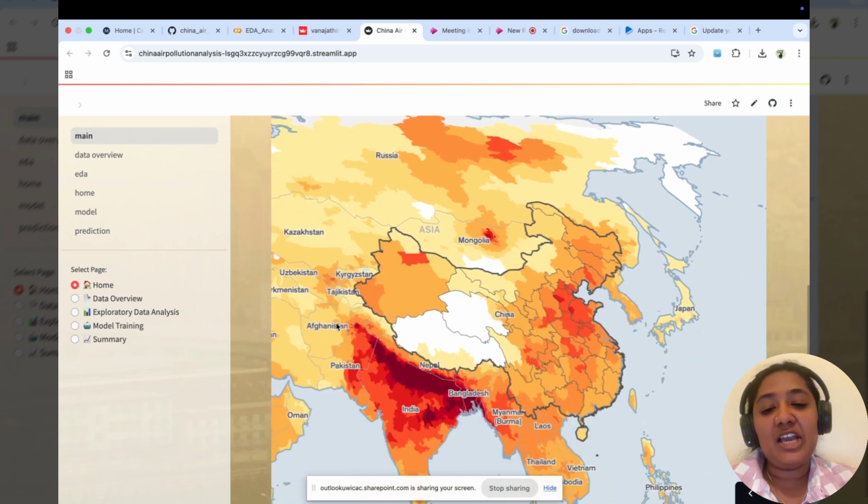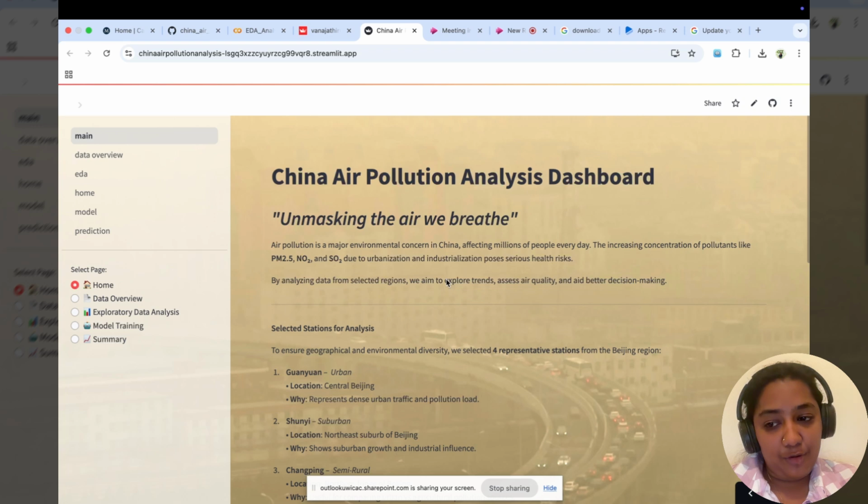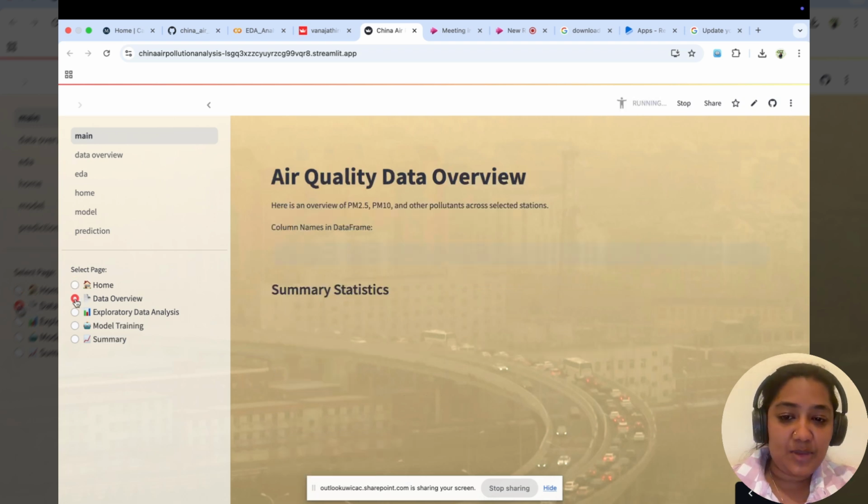And this is the map. I just put it in for visualization. So this is China. I'm putting the map in to get to know China. Yes, and this is my home page. So moving on to the next page.